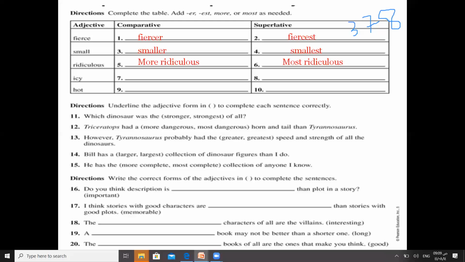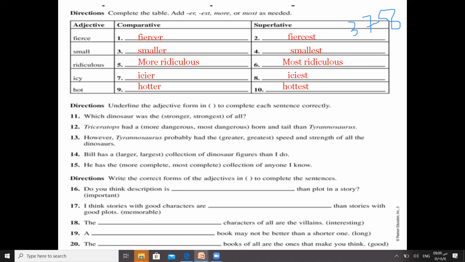Here we will change the Y into I, don't forget that. Now hot, hotter, and don't forget to what? To double the T. Yes, double the T.